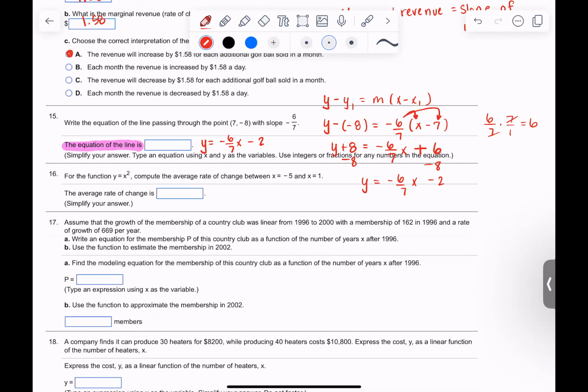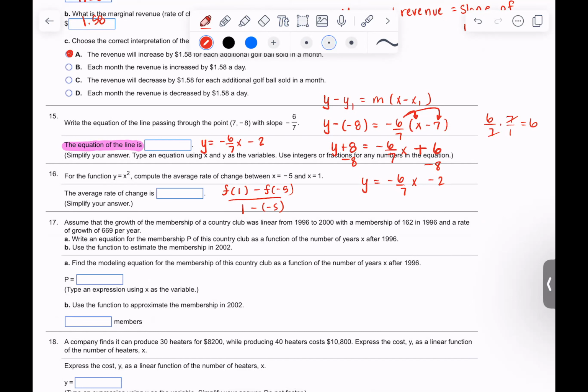All right, problem 16. For the function y equals x squared, compute the average rate of change between x equals -5 and x equals 1. So to find the average rate of change, remember, we evaluate the function at those two values, 1 and -5, and then we divide that by 1 minus -5. So we need to evaluate this function at 1 and at -5 to figure out what those numerator values are.